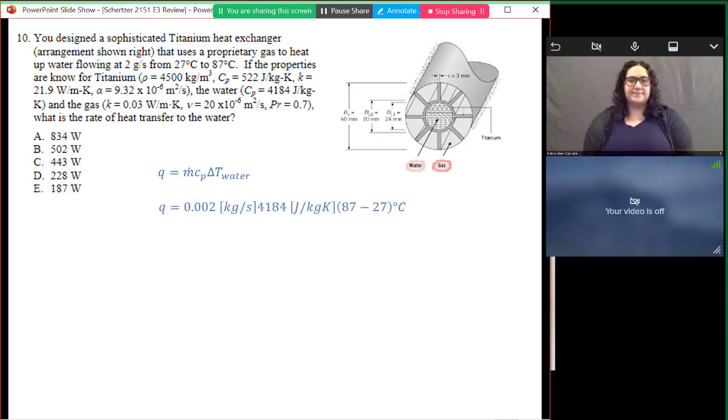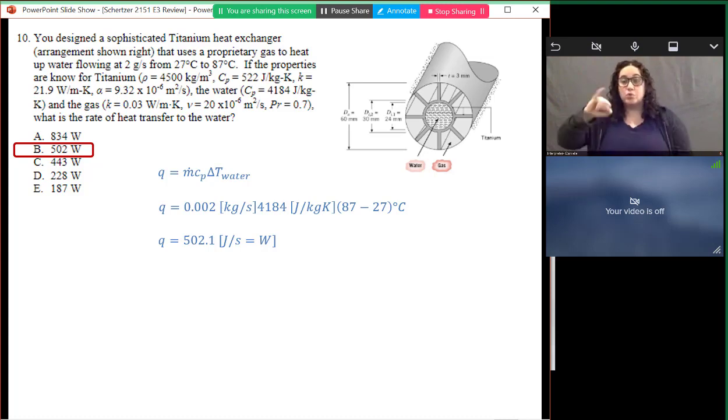I know what the properties are for the water. I have to make sure that I pick the right properties for the right fluid here. If I was just doing this quickly, I might write down the k value for the gas instead of the k value for the water. So I have to use the properties from the fluid that I'm interested in the temperature change of when I use this equation. And here I get 502. As I carry my units, I get joules per second, but joules per second are watts. So this is 502 watts.